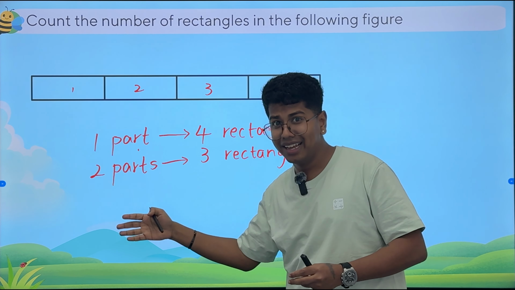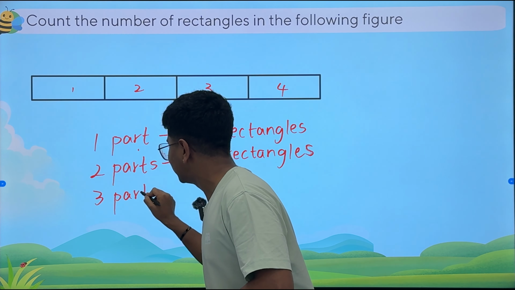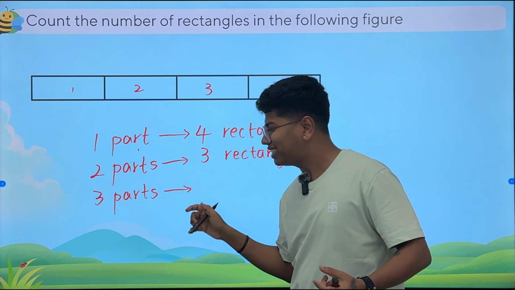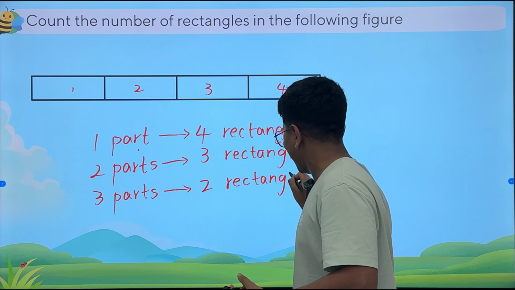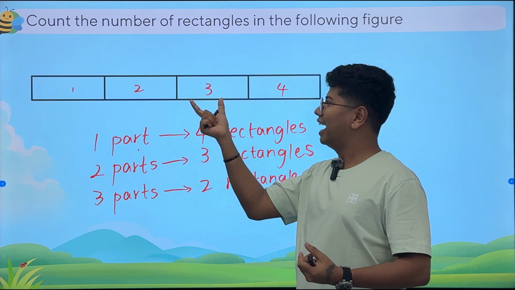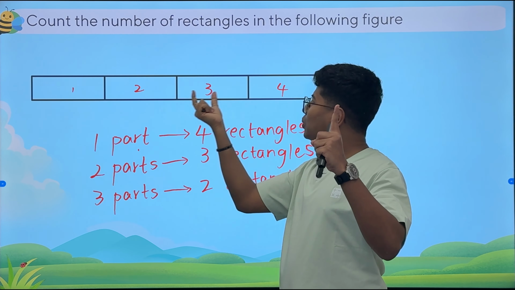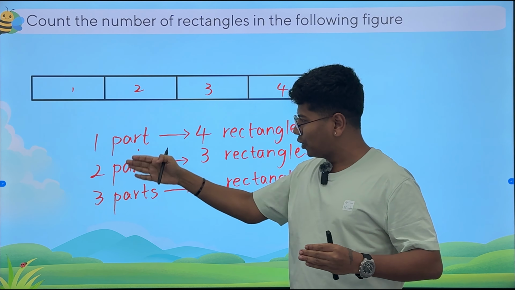The next one will be, perfect, 3 parts together. So let's count 3 parts. For 3 parts, there will be how many? 4, 3 and the next 2 rectangles. Lovely. And if it is 2 rectangles, we can get 1, 2, 3 parts together as 1 and 2, 3, 4 as the second rectangle. And lastly, 1 part, 2 part, 3 part.